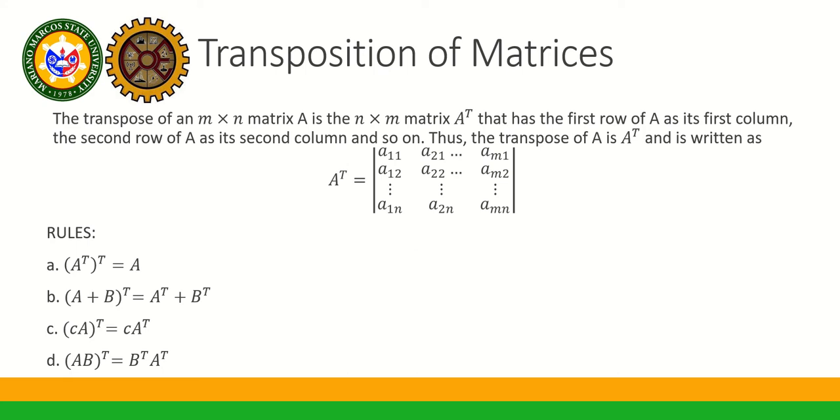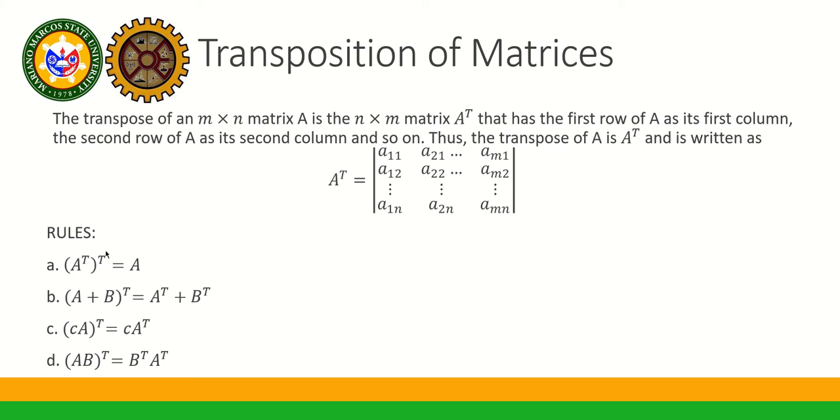yung elements from your first column, your elements from your first row, yan, first row mo becomes the elements of your first column, the elements of your second row becomes the elements of your second column. Okay, so thus the transpose of A is A raised to T and is written as this one.